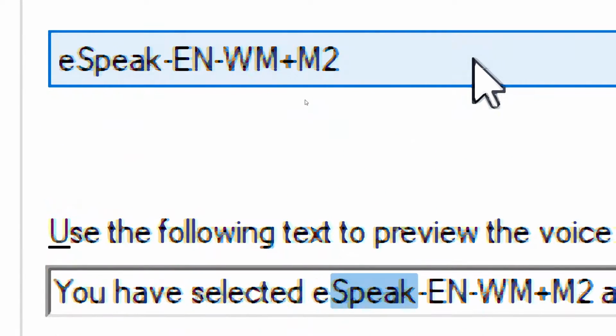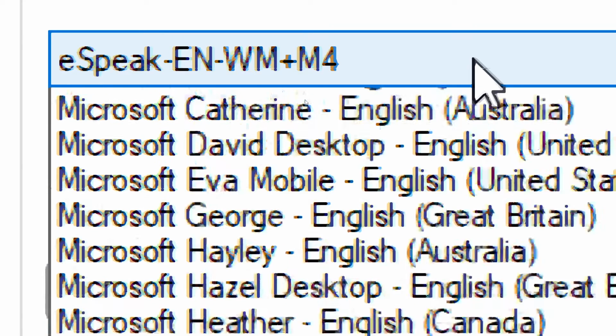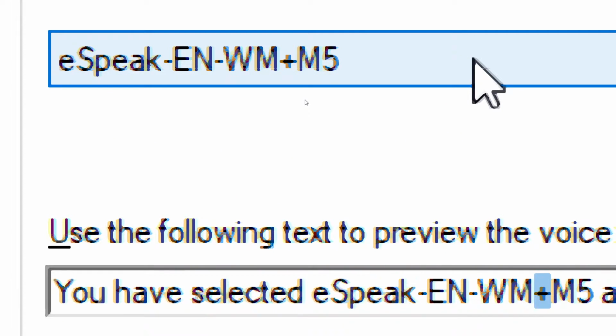You have selected eSpeak ENWM plus M2 as the computer's default voice. You have selected eSpeak ENWM plus M3 as the computer's default voice. You have selected eSpeak ENWM plus M4 as the computer's default voice. You have selected eSpeak ENWM plus M5 as the computer's default voice. You have selected eSpeak ENWM plus M6 as the computer's default voice.